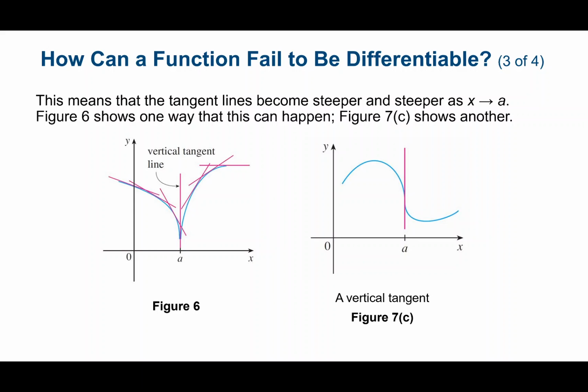So if we have a vertical tangent line, what's the slope of a vertical line? Horizontal line has slope 0. Vertical line has a slope of what? We call it undefined. Undefined slope. So if the slope of our tangent line is undefined, then we're not differentiable there. We can't find the derivative. The vertical tangent line comes into play.